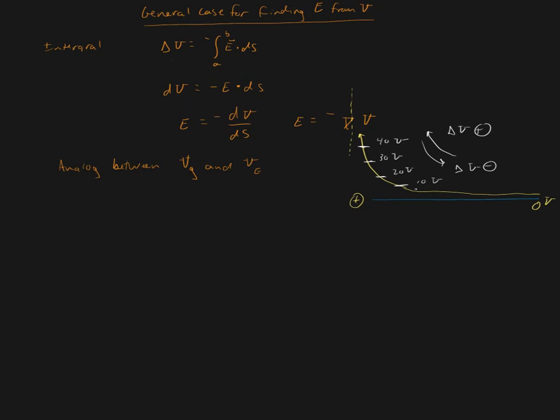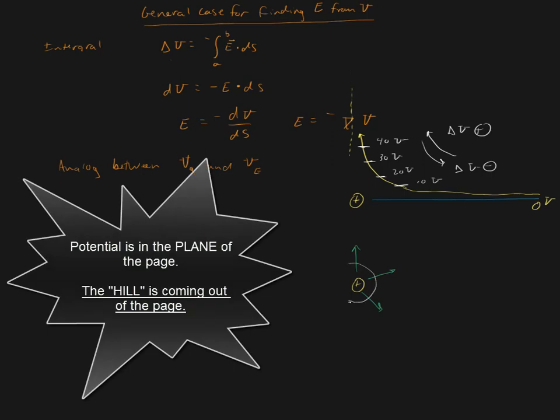But the electric field points in the opposite direction. Okay, so if we look at this from like a helicopter view, here's our positive charge. We know that the electric field lines point radially outward, and that these potential lines I'm showing now are coming out of the page towards you.